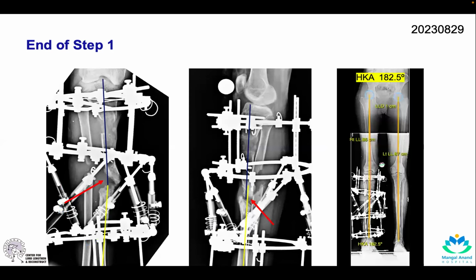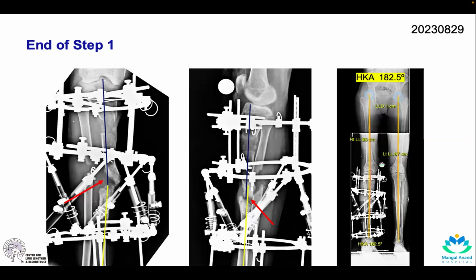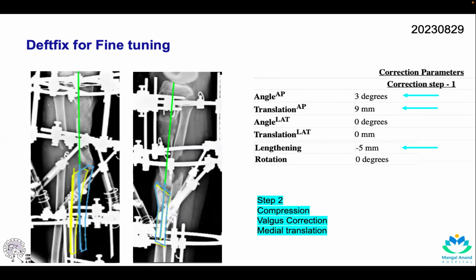So this was after the first step. He had some extra valgus which happened at the non-union site, and there was some amount of translation. So we thought of fine tuning, as there was a lot of distraction at the non-union site. So we thought of giving compression, correcting the valgus deformity with the same 6-axis, and medial translation.